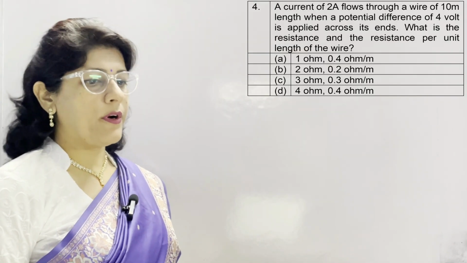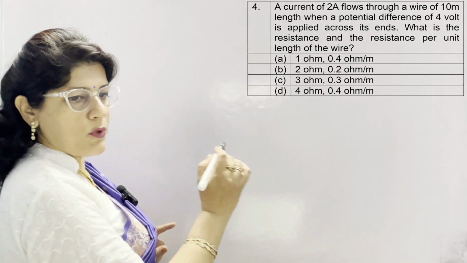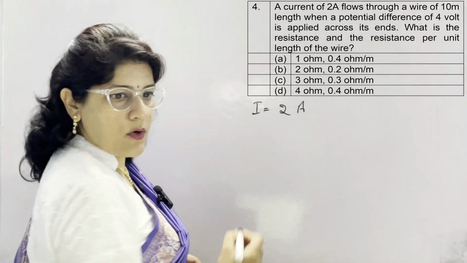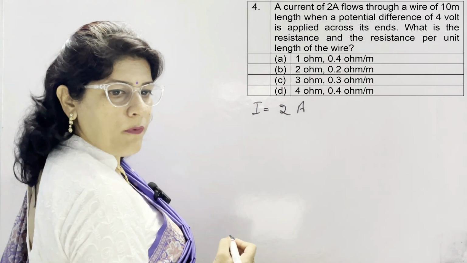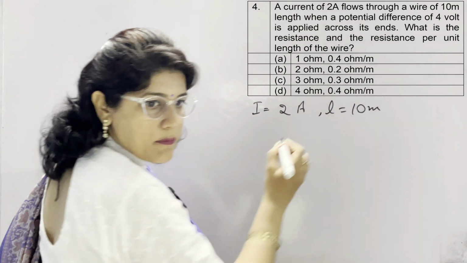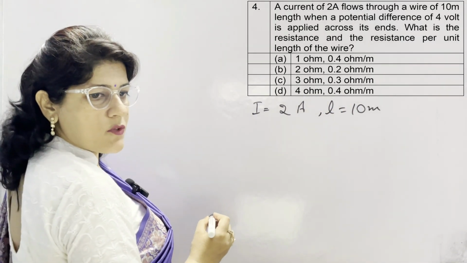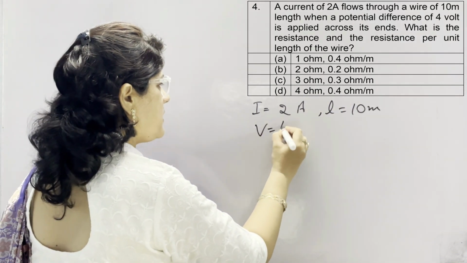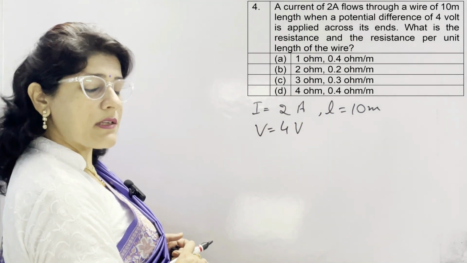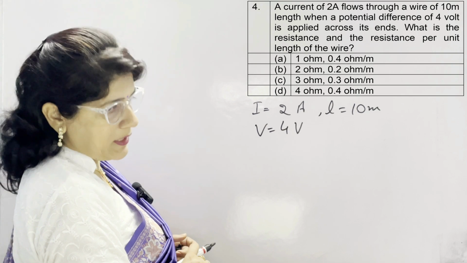In question number 4, a current of 2 ampere flows through a wire. So current is given as 2 ampere. It flows through a wire of 10 meter length. So the length of the wire is given as 10 meter here. When a potential difference of 4 volt is applied, V is given as 4 volt, across its ends. What is the resistance and the resistance per unit length of the wire?